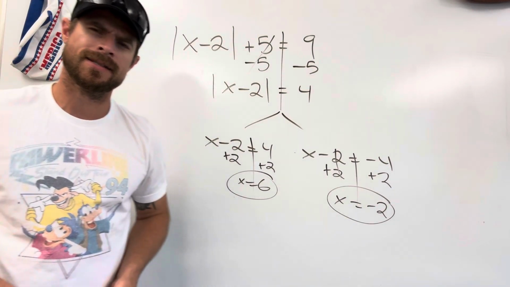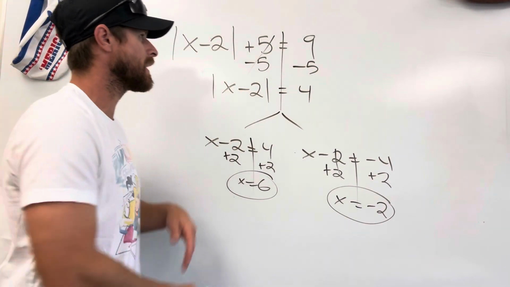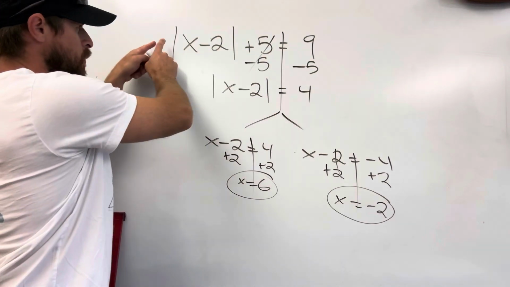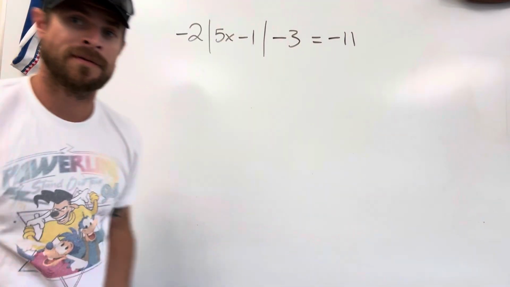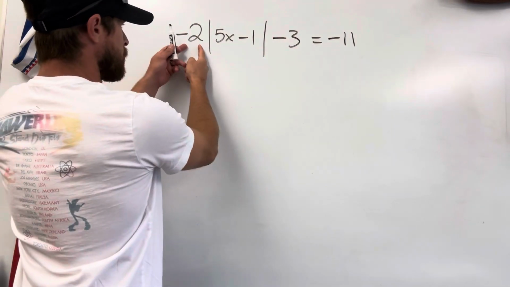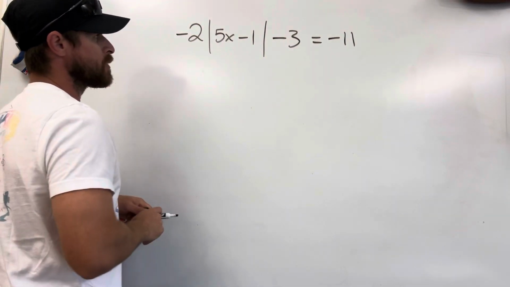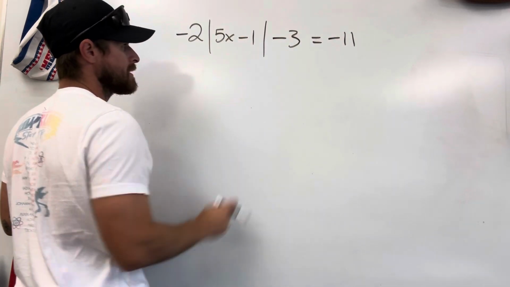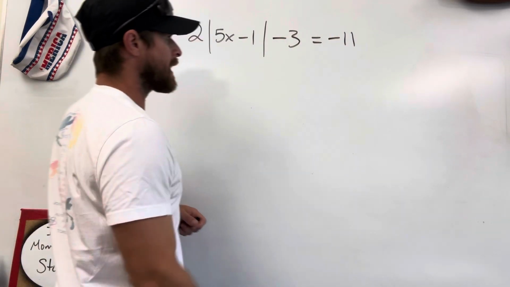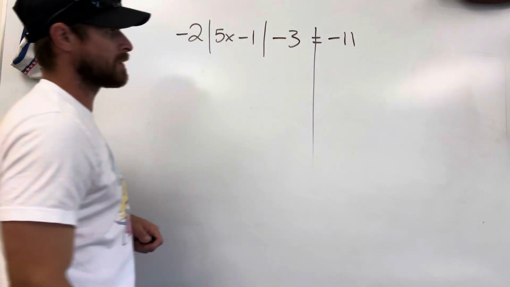And last but not least, let's see if we can do a really challenging one where I have a term out here as well as a term being multiplied here. All right, welcome to the big leagues where we've got a bunch of negatives. We've got a number being multiplied by the absolute value information. We've got a term over here subtracting 3 at the end, and it's equal to a negative 11. A lot of things going on here, a lot of possibility for error.